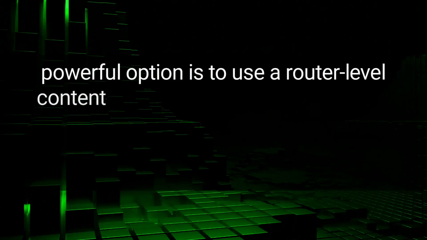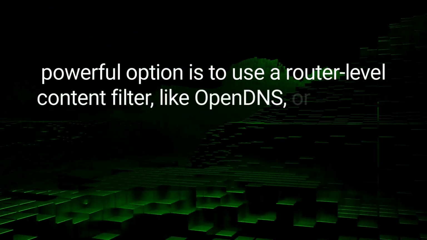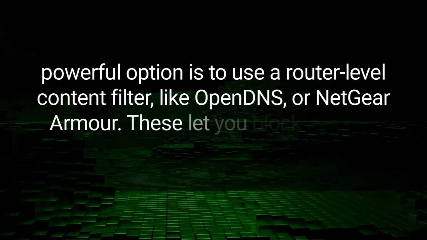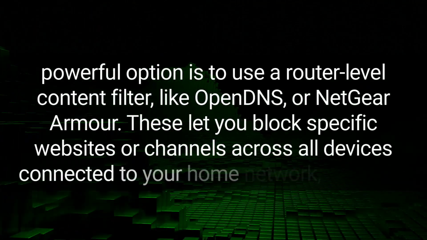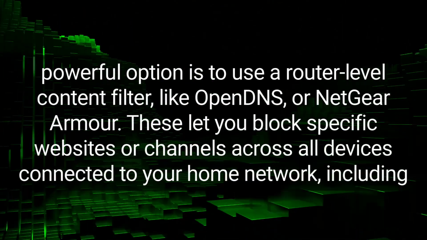Another powerful option is to use a router-level content filter, like OpenDNS or Netgear Armor. These let you block specific websites or channels across all devices connected to your home network, including your TV.